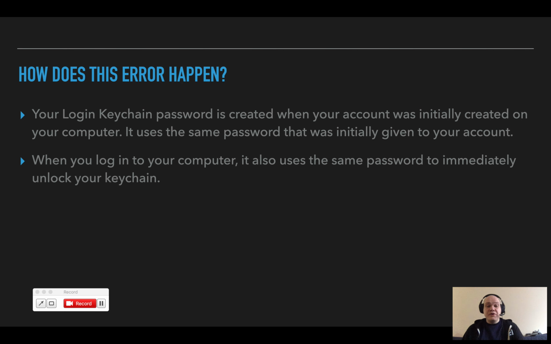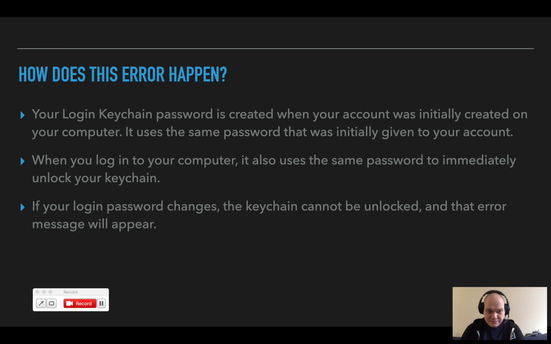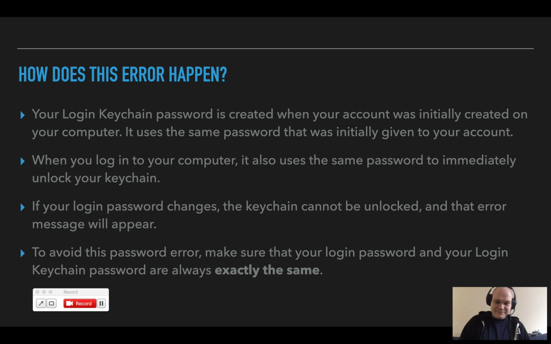When you log into your computer, it uses whatever you just logged in with to immediately unlock your keychain. If your login password changes, then the keychain can't be unlocked and that error message is going to appear. So if I changed my password from 1234 to 4321, I'm going to log in with 4321 and it's going to say that's not your keychain password, and I'm going to get that error message. To avoid this password error, you need to make sure that your login password and your login keychain password are always exactly the same. There's no security issue with doing this. This is the intended purpose. This is the way you're supposed to do it.